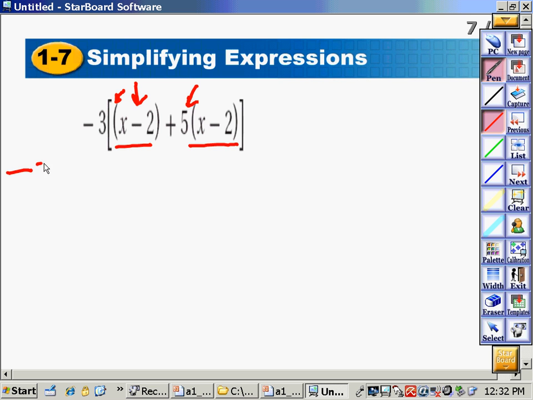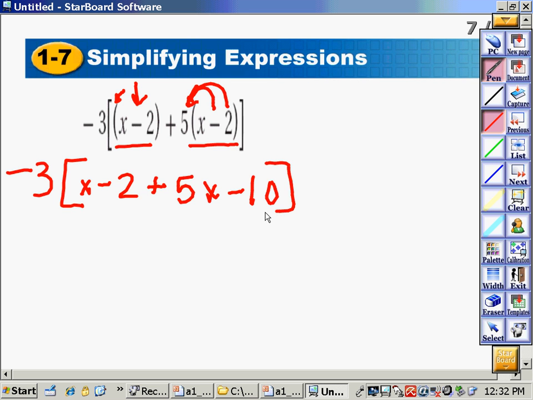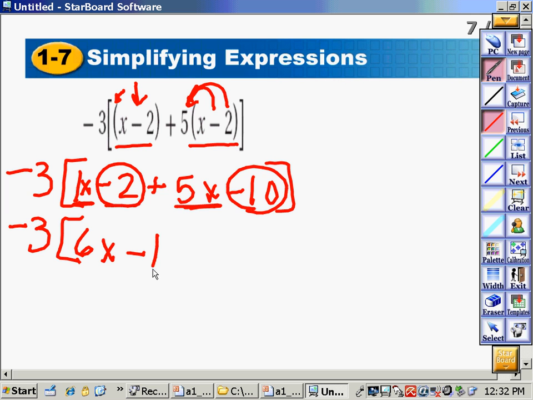I'm going to drop the -3. x minus 2, I'm taking off the parentheses because there's no number in front. The 5, I'm going to go ahead and distribute. 5x, distribute the 5 to the 2, and that's -10. Looking for common terms, I'm going to drop the -3. I see a 1x plus a 5x, which makes 6x. -2 and -10 is -12.